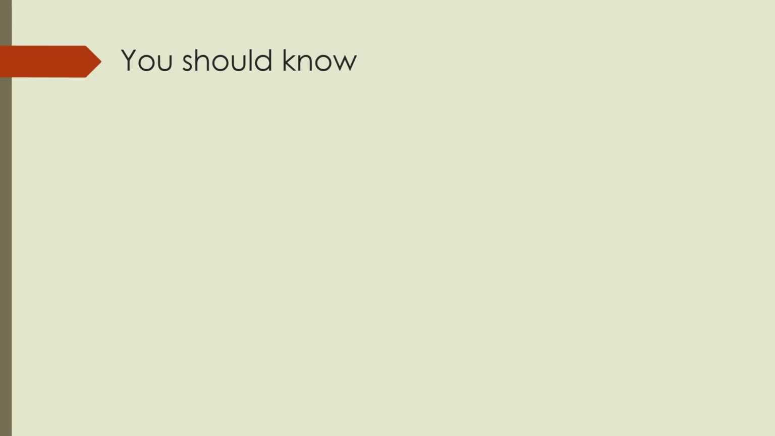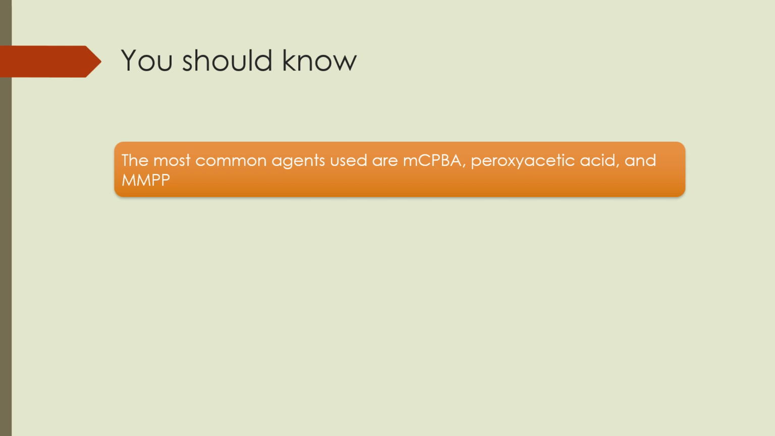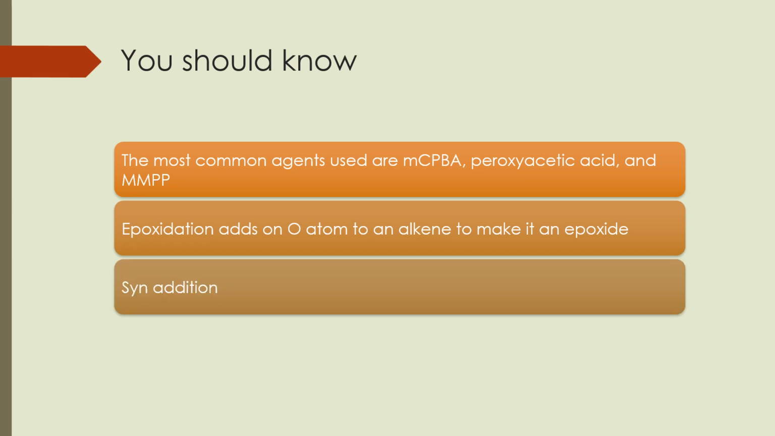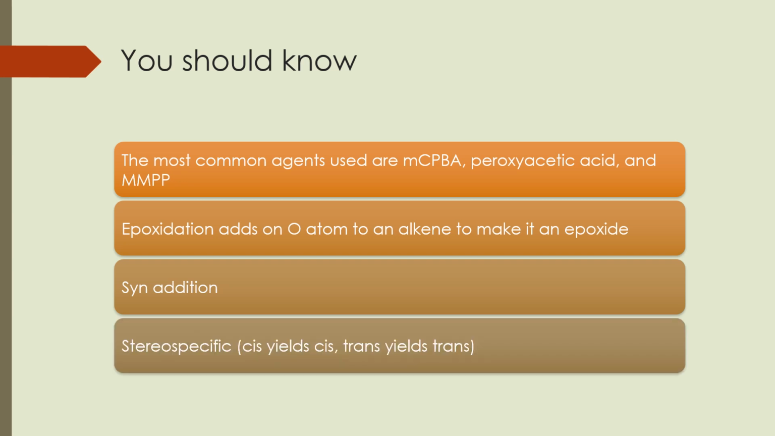Before we get into epoxidation, you should know that the most common oxidants used here are MCPBA, peroxyacetic acid, and MMPP. Epoxidation is going to add an oxygen atom to an alkene to make it an epoxide. This will add in a syn manner, and it is stereospecific, meaning that if you start out with a cis reactant, you're going to yield a cis product, and vice versa.